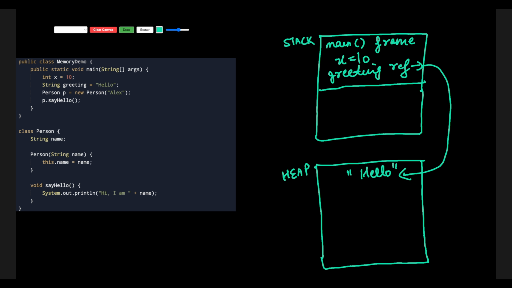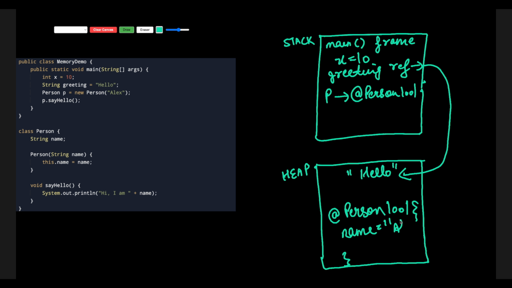After that, a Person P object is initialized. So let's remove this stack frame size. So now P references the person object and that particular person object is defined over here. And the name is also a string. So the Alex will be defined in the string pool.